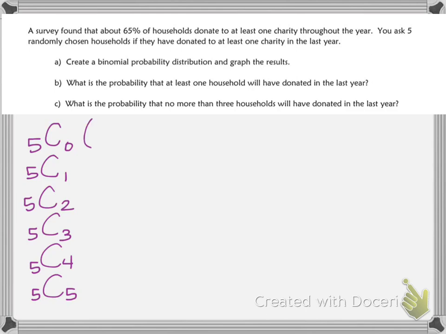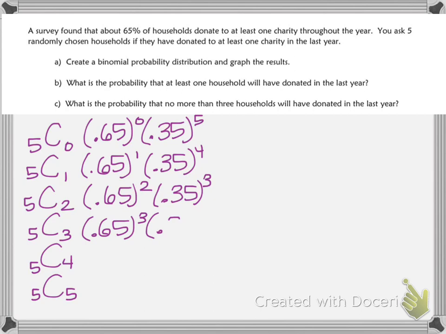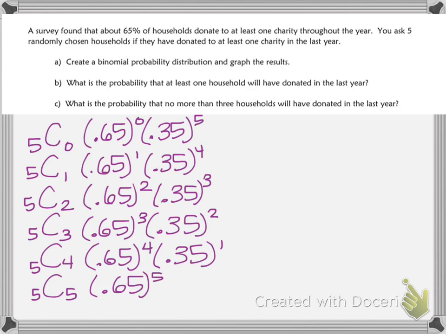And then for 5C0, that would say the 65% chance that they have raised to the 0 power, and then the chance that they have not is 35%, and all 5 of them would fall into that category. So then you're going to keep this pattern going. So this would be 1 and then 4. 2 and 3. This one would be 3 and 2. And then 5 and 0.